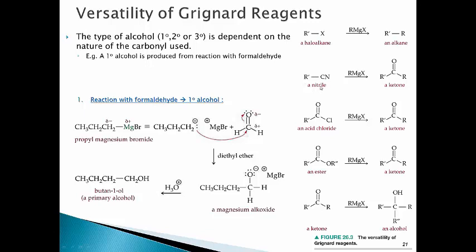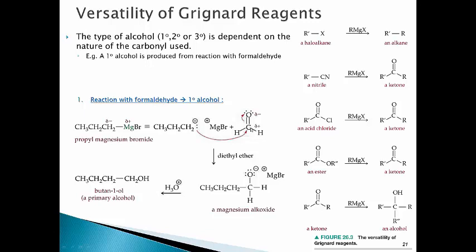So, for example, if you have a nitrile as the carbonyl, a CN instead of a CO, you can still end up with a ketone. If you have an acid chloride, you can still end up with a ketone. So there's a lot of variety in the starting reagents that you can use. So we're going to go through 3 examples of how you get to the different alcohols. So you can get to a primary, a secondary, or a tertiary alcohol, and it's dependent on the carbonyl that you choose to go with your carbanion.